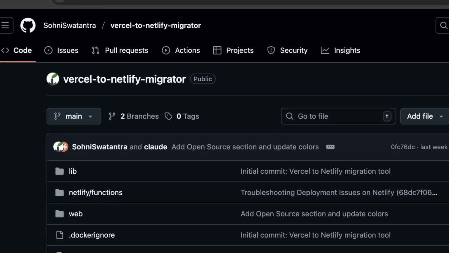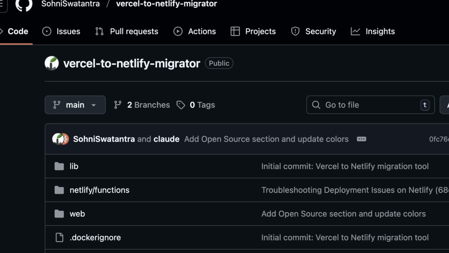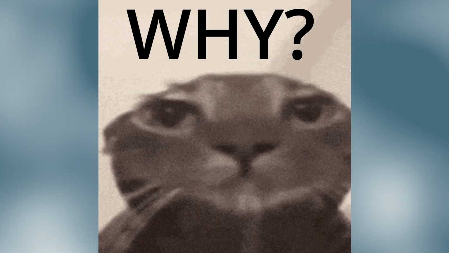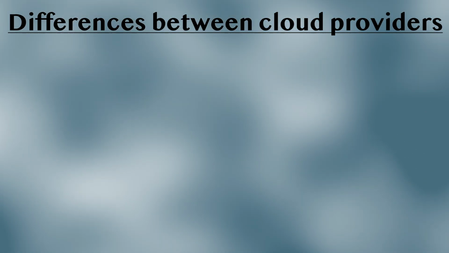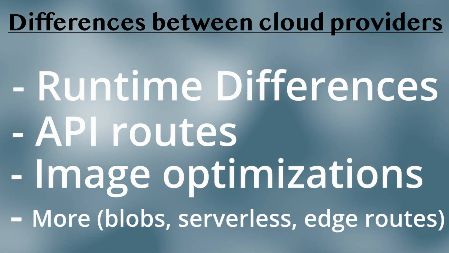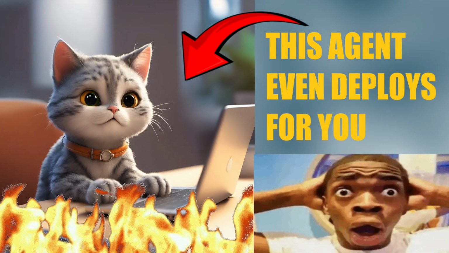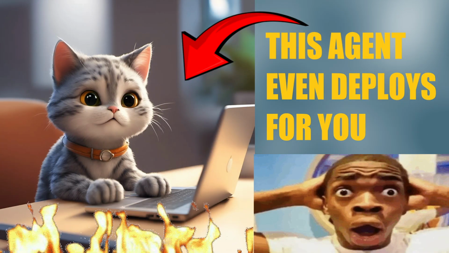I actually found a GitHub repo where someone was trying to do this programmatically, but I think this is one of those use cases where AI could really shine. There's just so many edge cases like runtime differences, API routes, image optimization, and stuff like that, where automating it through scripts gets kind of messy. So that's when I started working on this agent-based method that will just handle it all for you.